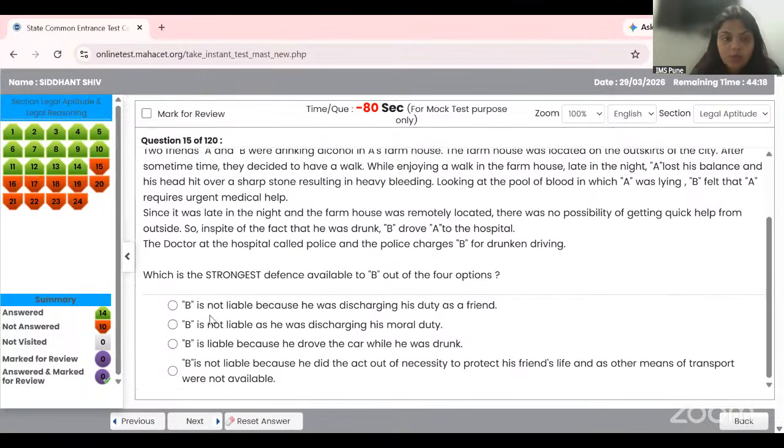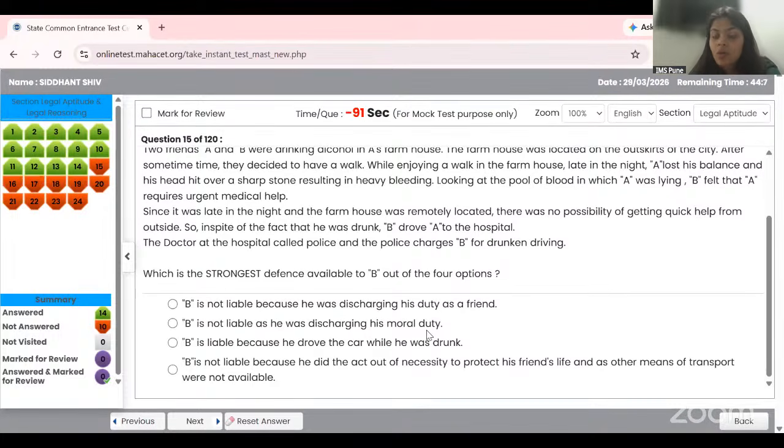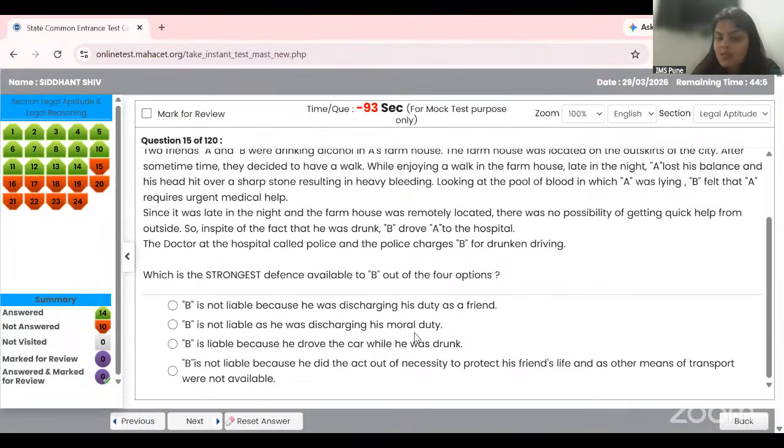Let us look at the options. So B is not liable because he was discharging his duty as a friend. Again, this becomes a very moral answer. So this is not the correct option. Second is saying that he was discharging his moral duty, clearly a moral based answer, not our correct option. Then B is liable because he drove the car while he was drunk. But the question is asking you for the defense. It is not asking you to give verdict. It is asking that if you are defending B, what are the points that you will say in favor of B? Option C is not in favor of B, right?